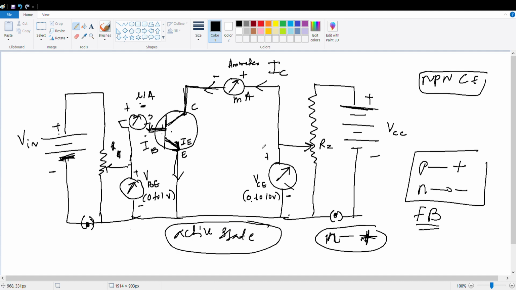The transistor is active. Other way around, if the emitter-base junction is connected to reverse bias rather than forward bias, then the transistor will be in cut off mode. So this is how the diagram should be, and this is how you should do it for the transistor to work. Is it clear, everybody? So first diagram, this is what you are going to write.